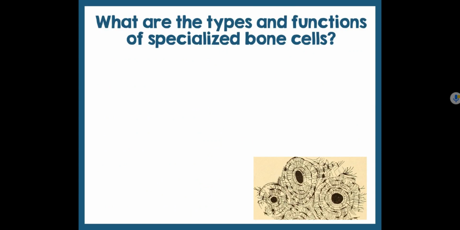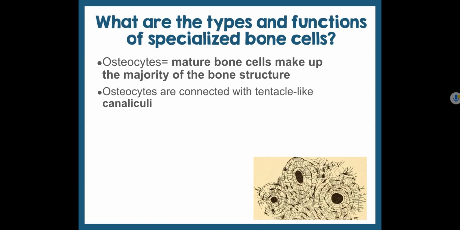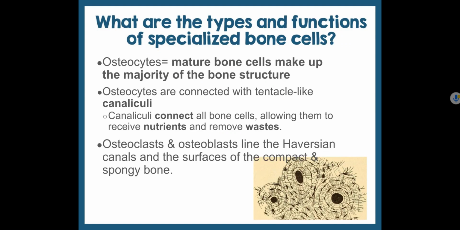Let's finish up this video by talking about the types and functions of specialized bone cells. Osteocytes are mature bone cells that make up the majority of the bone structure. Osteocytes are connected with tentacle-like canaliculi. Canaliculi connect all bone cells, allowing them to receive nutrients and remove waste. Osteoclasts and osteoblasts line the haversian canals and the surfaces of the compact and spongy bone.